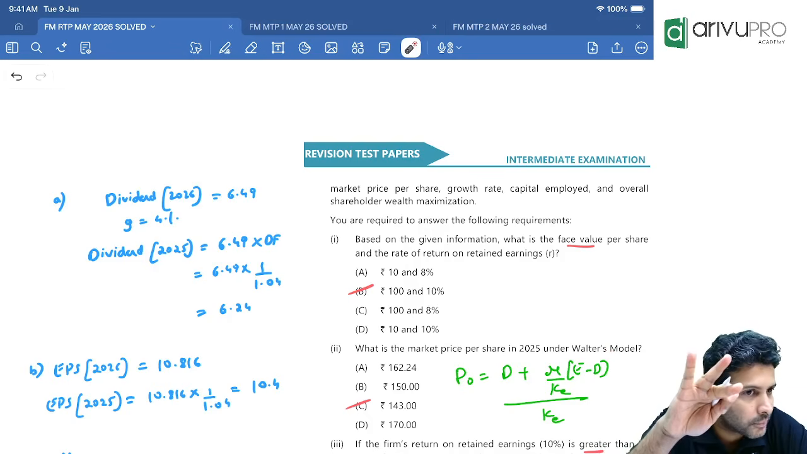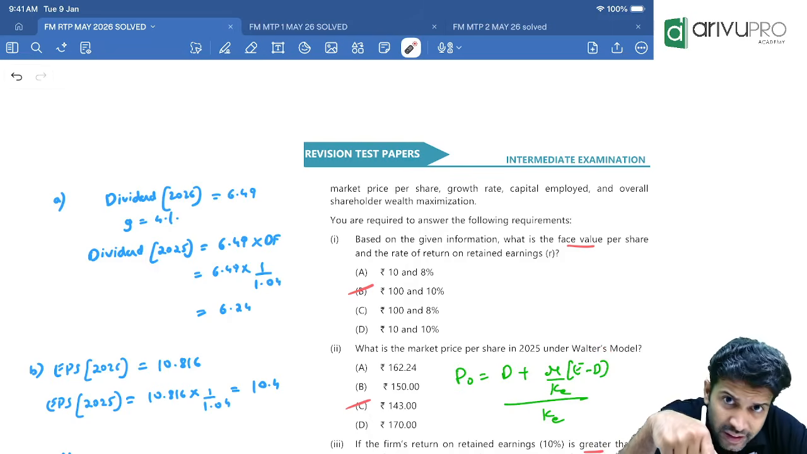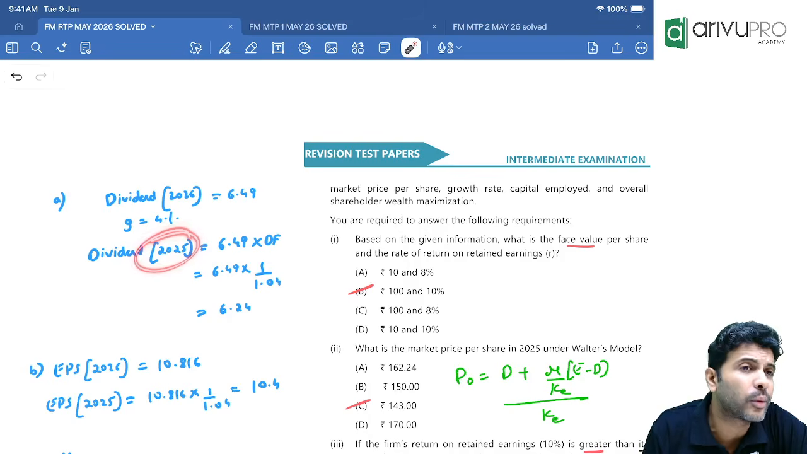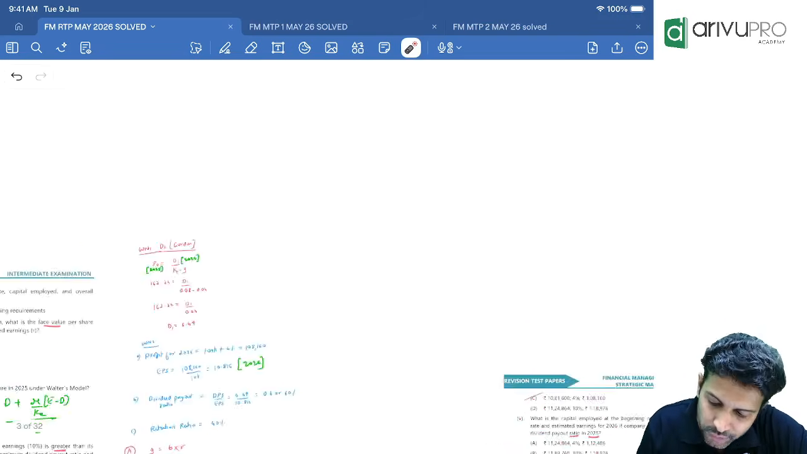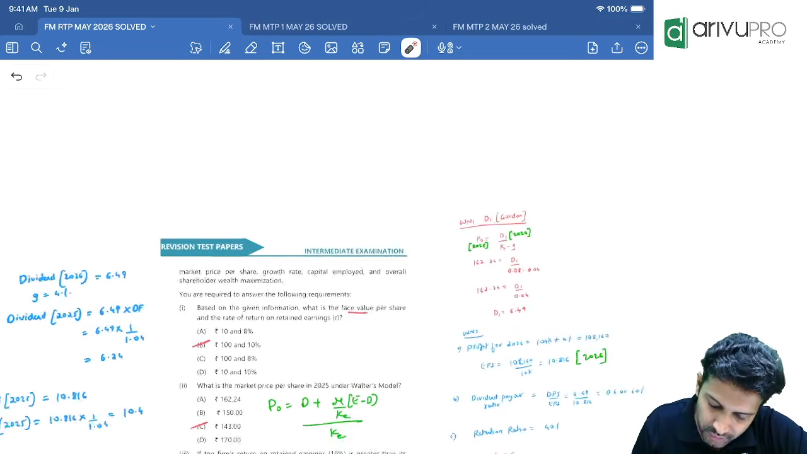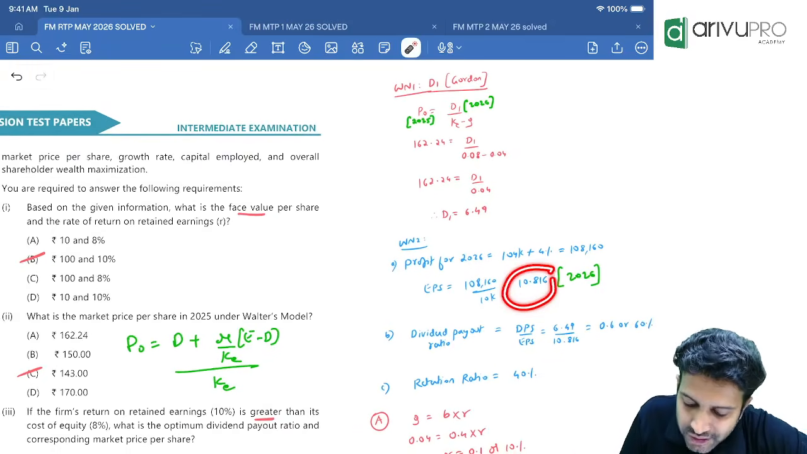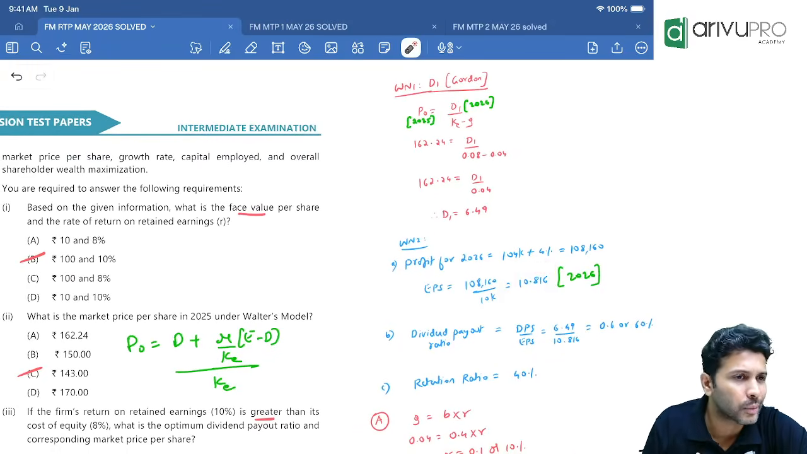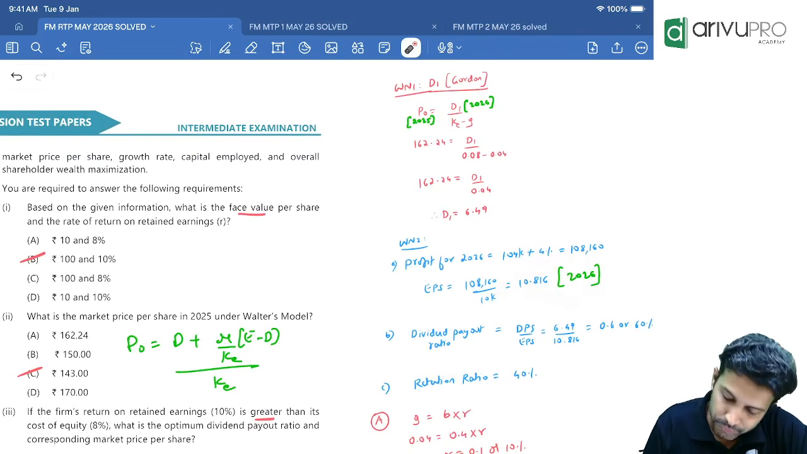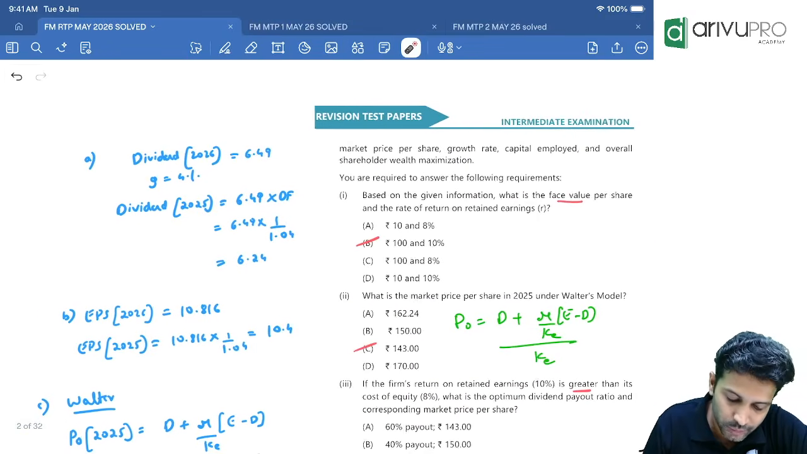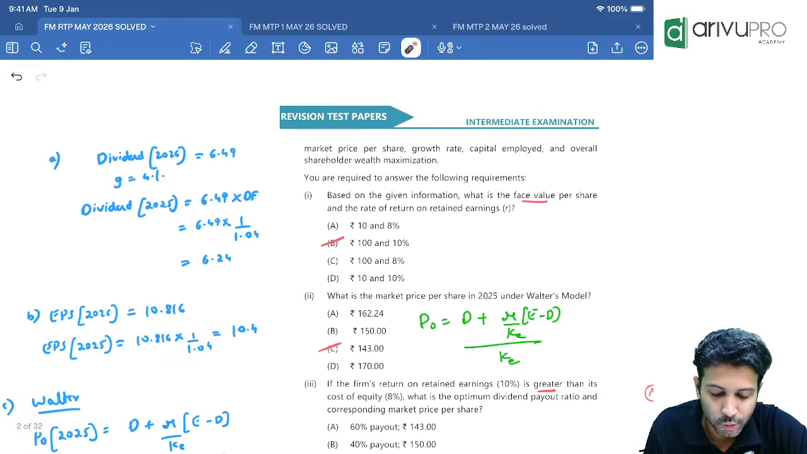Everybody sorted? Now we have the dividend for 2025. Similarly, we need EPS also for 2025. We have it for 2026. How much is 2026's EPS? 10.816. Same calculation, find out EPS for 2025. Same growth rate. 10.816 divided by 1.04. How much, people?